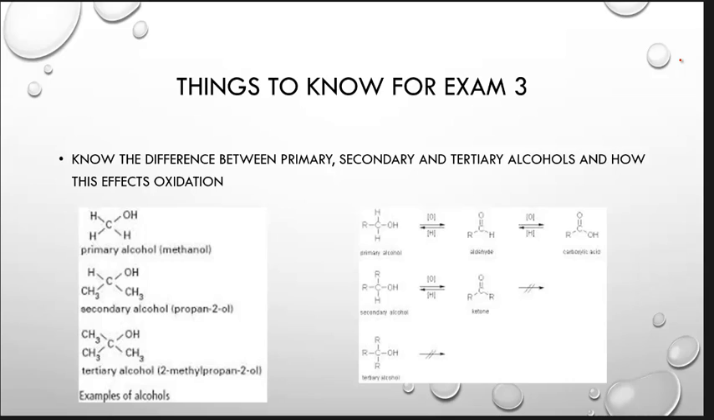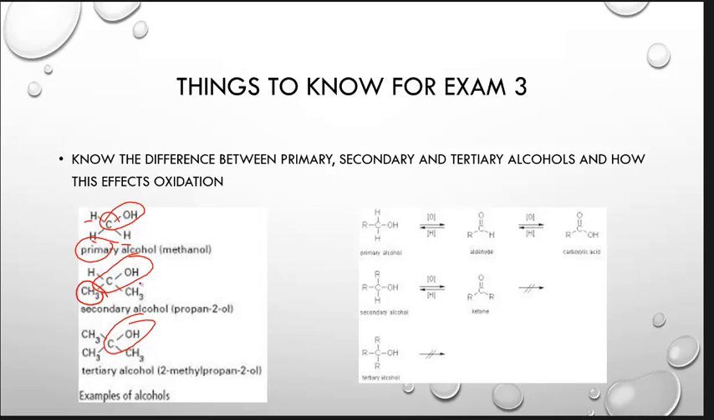Know the difference between primary, secondary, and tertiary alcohols and how this affects oxidation. So, if we look at here, you're looking at the carbon in the OH group. When you're trying to determine primary, secondary, or tertiary, you're looking at how many other carbons are coming off of that carbon. So here, there is no other carbons coming off of it. That's what's making it primary.